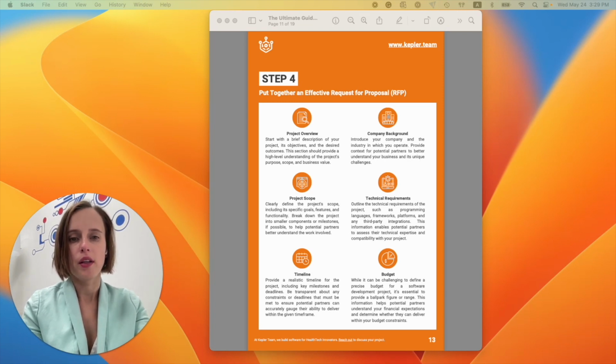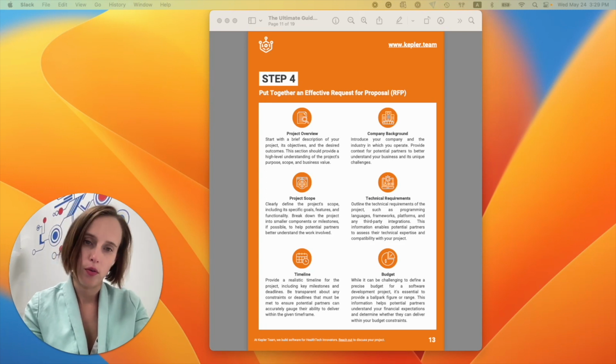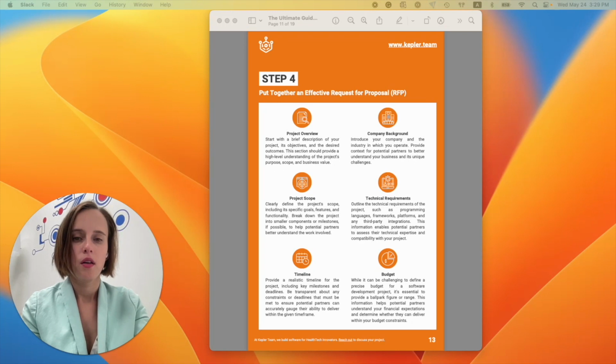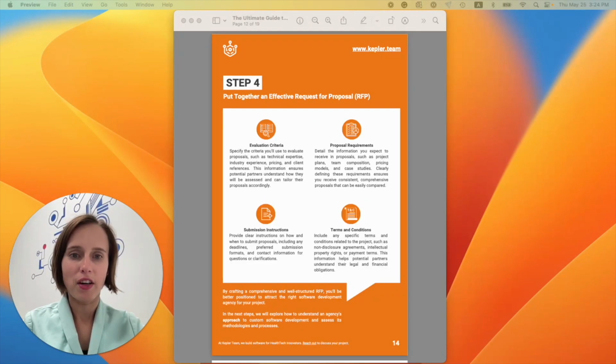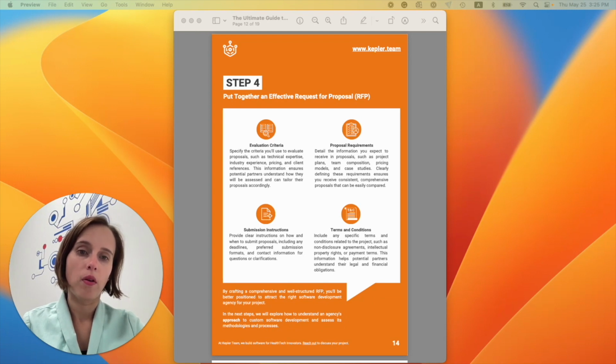Some of the bullet points you may include into your RFP: project overview, high-level scope, desired timeline, technical requirements, budget, and evaluation criteria. This is almost enough to craft an RFP, request for proposal. In addition to that, you might want to include submission instructions, when and how to submit the proposals. For example, send the proposal to such and such email address by the end of the week.